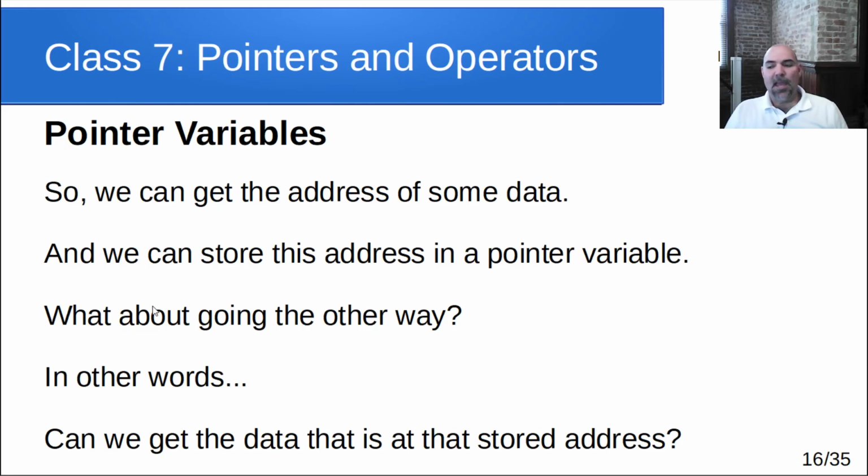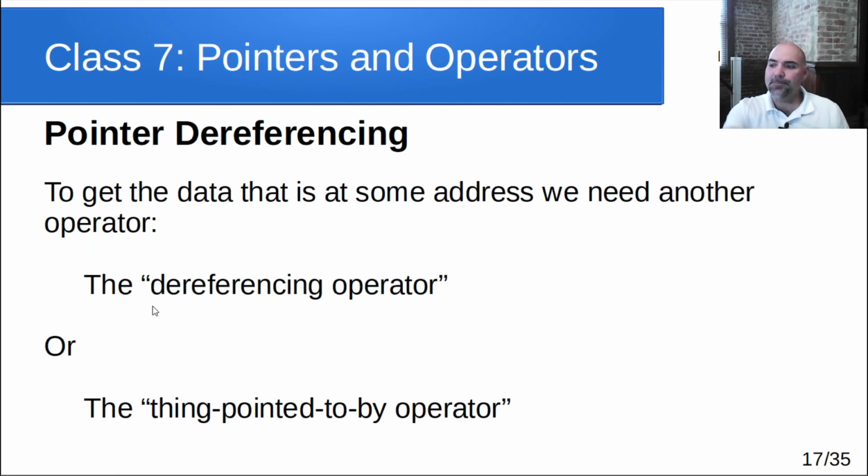Okay, so we can get the address of any piece of data that we want, any variable, and we can store that address in one of these special pointer variables. So what about going the opposite direction, or going the other way? In other words, can we get the data that's stored at an address if I just have the address? And obviously, if I'm asking the question, the answer is yes.